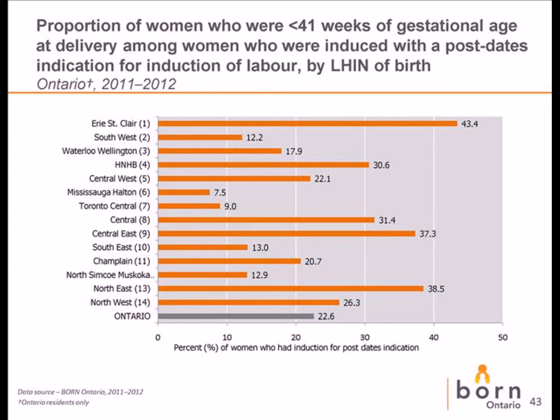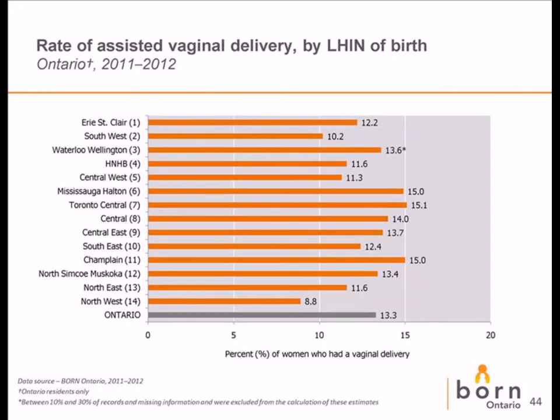You can see there are areas of the province that are doing very well on this, certainly Mississauga-Halton and Toronto Central, and areas of the province where there's still work to do. We've established a benchmark for this indicator that you'll all find on your Born Ontario dashboard when you log on to the Born Information System, and you'll be able to see at a green, yellow, or red level how your individual hospital is doing. We've aggregated this up to the LHIN, but each of you has the ability to look at your own hospital's performance.